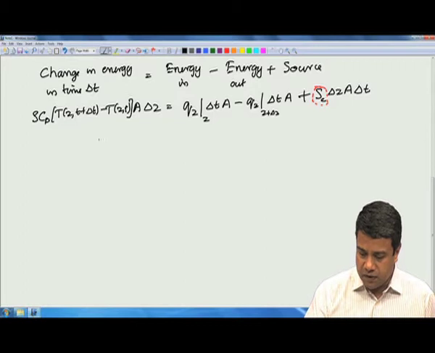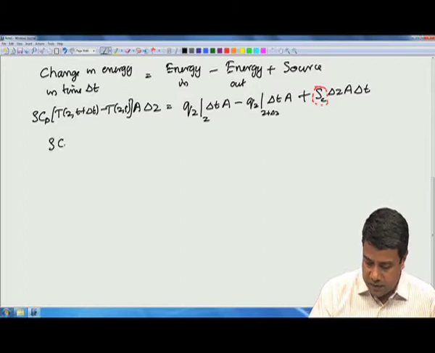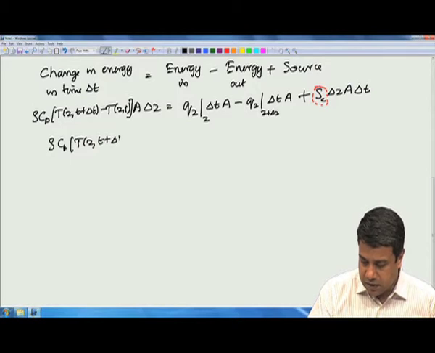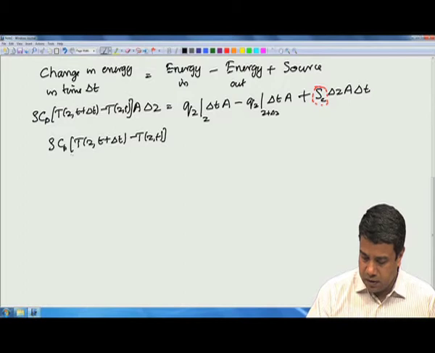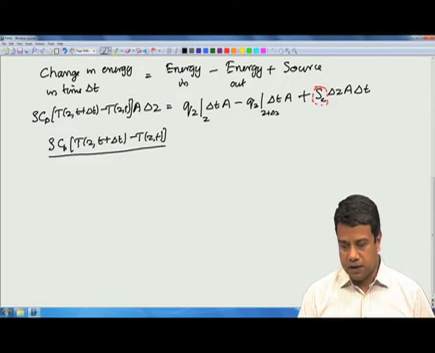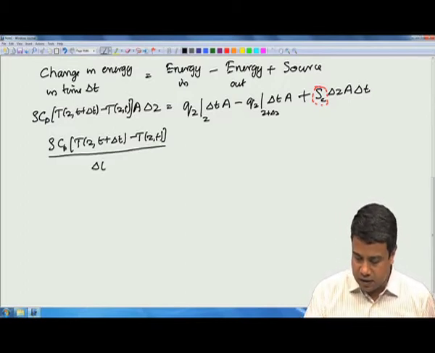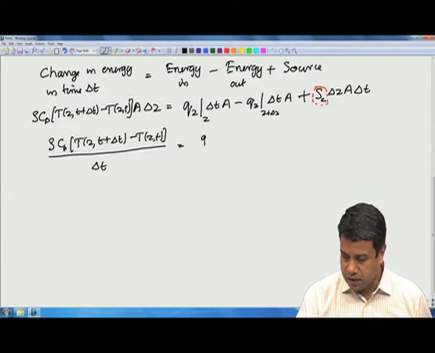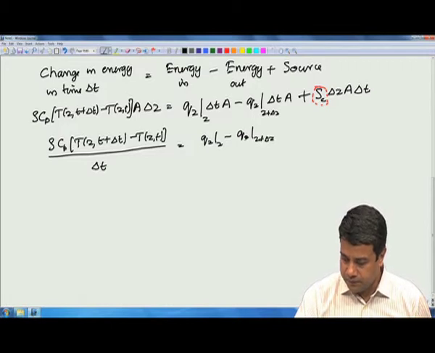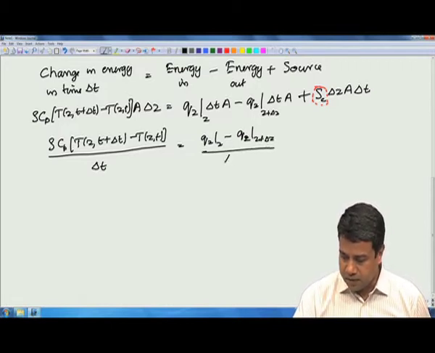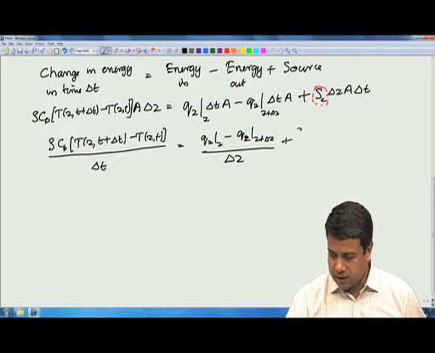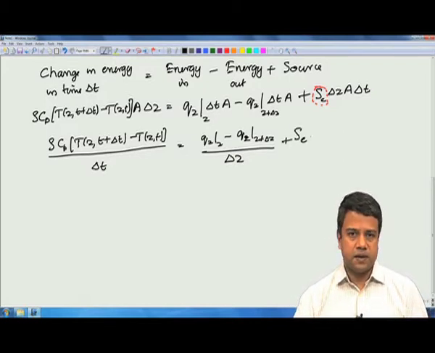So, if you divide by the volume and the time interval, you will get rho Cp into T at z, t plus delta t minus T at z, t. Okay. When I divide by A delta z times delta t, I will get a delta t here. Okay. I will get q z at z minus q z at z plus delta z, divided by delta z, plus the source of energy. Okay.